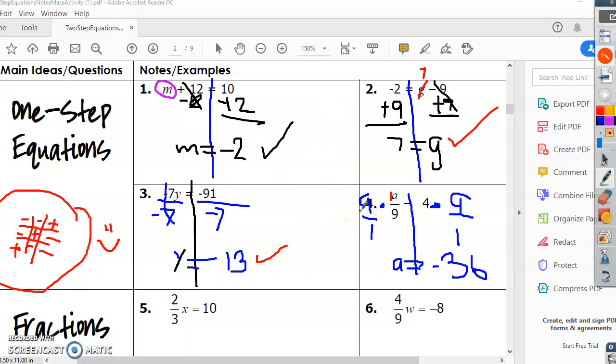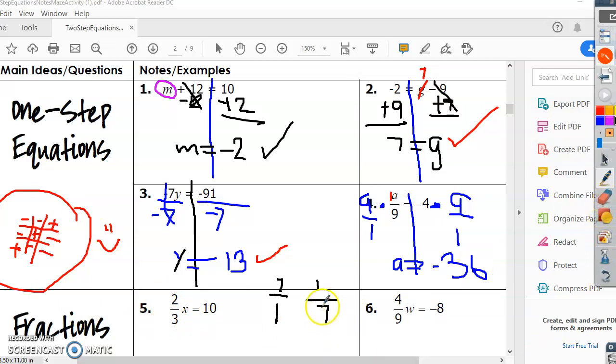So remember, in order for you to get rid of a fraction, you always multiply by the reciprocal, which is the opposite. So the reciprocal of 1/9 is 9/1. If I had 7, the reciprocal of 7 would be 1/7. I have 4/9 for number 6. The reciprocal of that is 9/4. I have 2/3 on number 5. The reciprocal of that is 3 over 2, and that's how I will get rid of that.